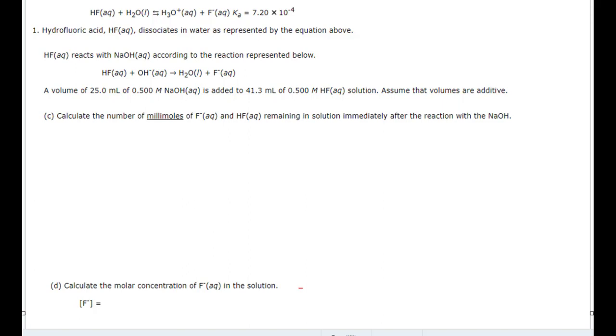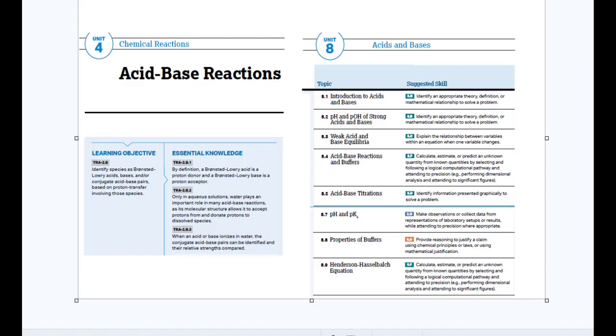Here's another question, an FRQ on acids and bases. Acids and bases are the key ingredient in AP chemistry. I mean, 20% of the questions are going to be on acids and bases if you include the multiple choice. And look at all the topics we got. We've got the Bronsted-Lowry, pH, pOH, strong, weak, equilibria, buffers, titrations, properties of buffers, and the Henderson-Hasselbalch equation. So you got to know your acid and base.